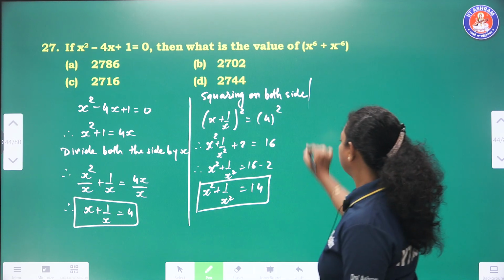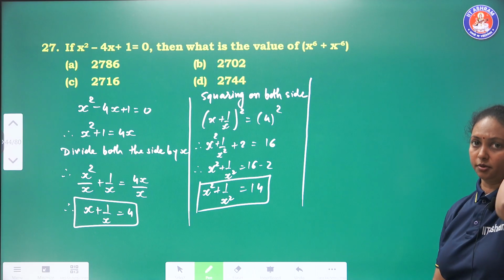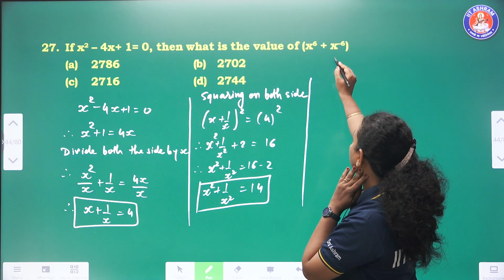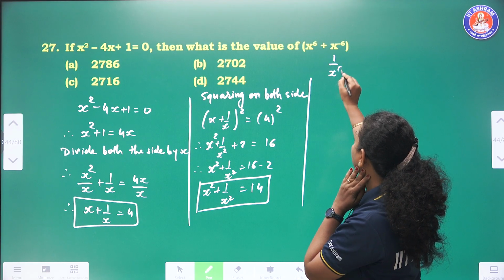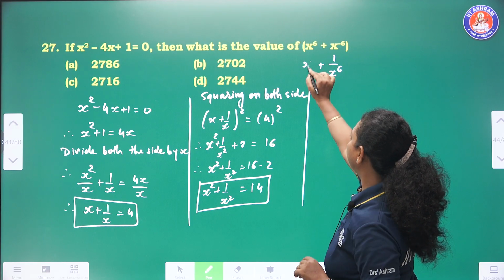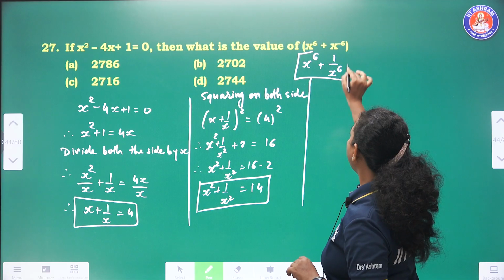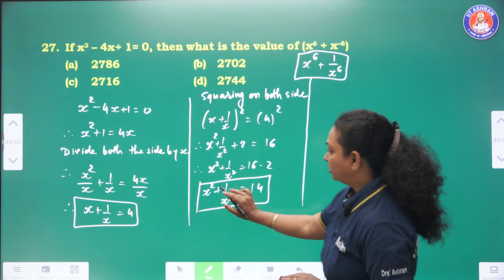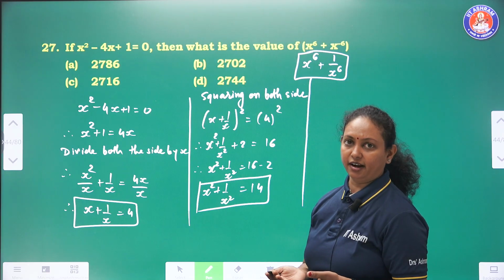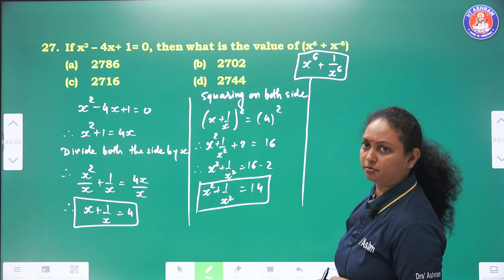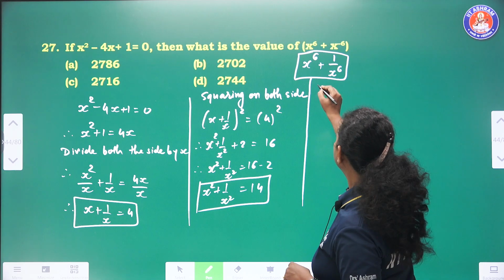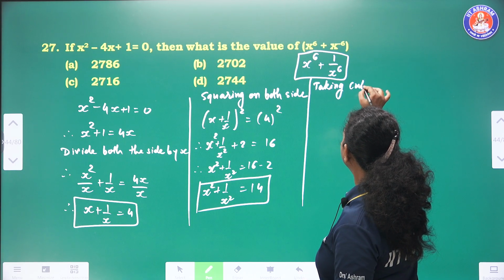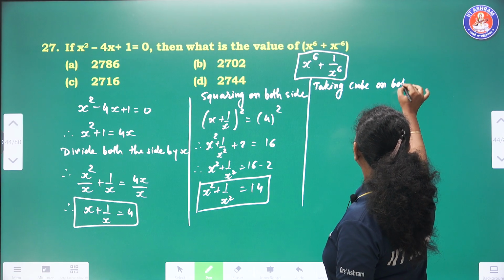Now the next is, we have to find the value of x to the power 6 plus x to the power minus 6. Can I write x to the power minus 6 as 1 upon x to the power 6? It means that I have to find the value of x to the power 6 plus 1 upon x to the power 6. Square is, 3 power, we multiply, then it becomes 6. So what do we have to do? Taking cube on both sides.